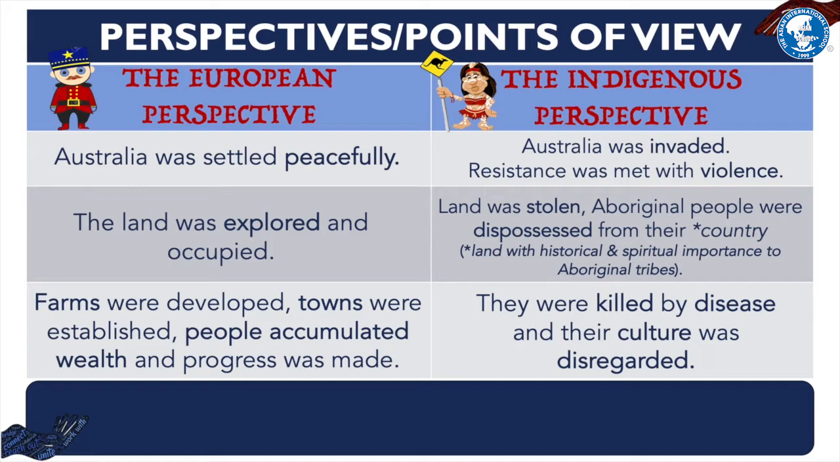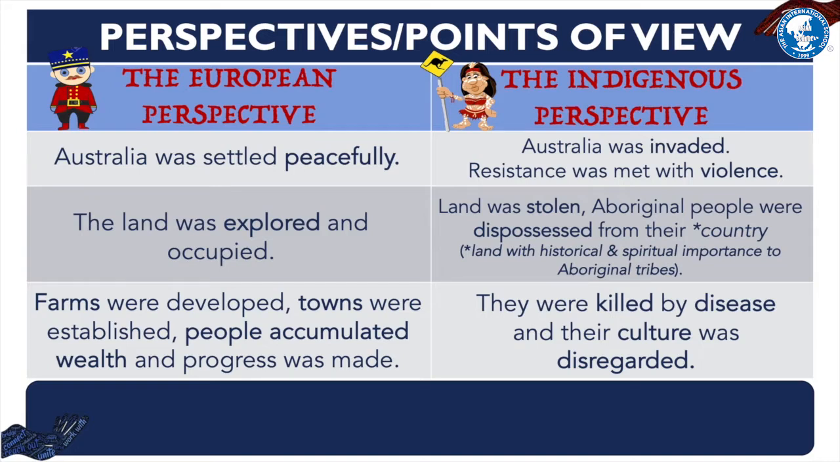And unfortunately, which perspective was taught in schools in Australia until the late 20th century? That's the European perspective. So that means the Aboriginals' perspective was hidden for a long time. But the good thing is, at present, Indigenous history is now part of the national story. So, those are the two different perspectives on the colonization of Australia.